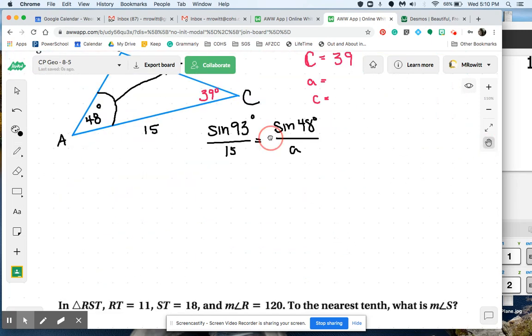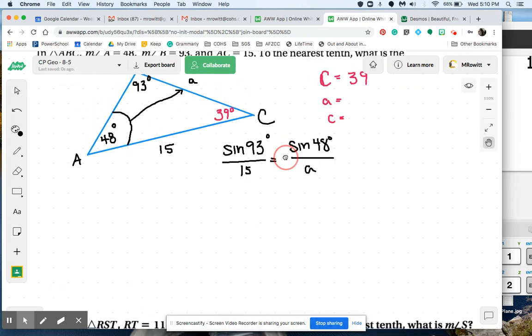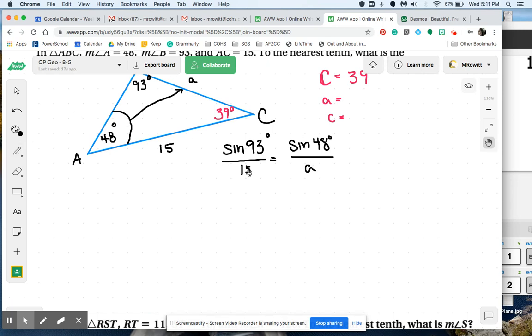So give myself a little room. I can always come back. Let's not show you the next question. All right. So we spent a whole day in class working on remembering how to solve proportions. If I have one fraction equals another fraction, all I have to do is cross multiply. So I've got 15 times the sine of 48. And then when I cross multiply the other side, I've got a times the sine of 93.